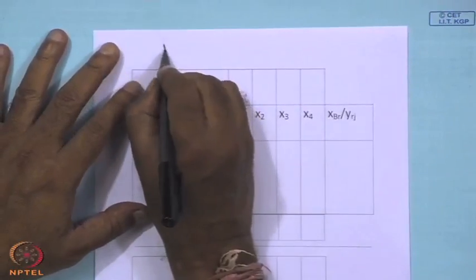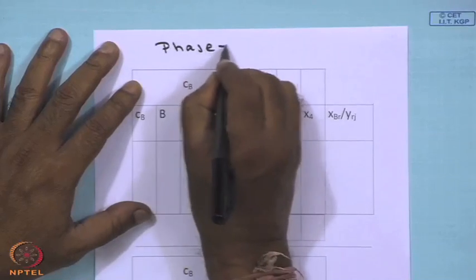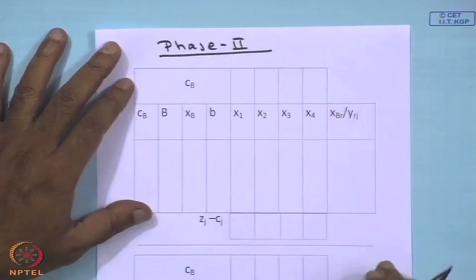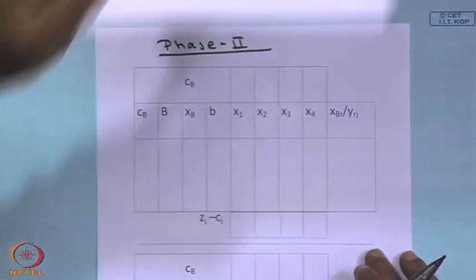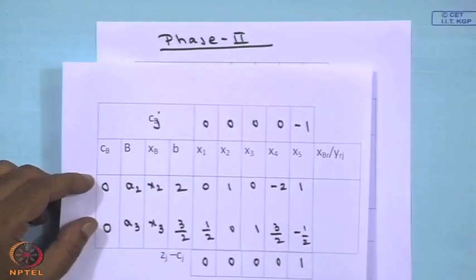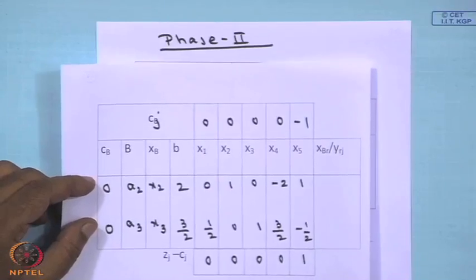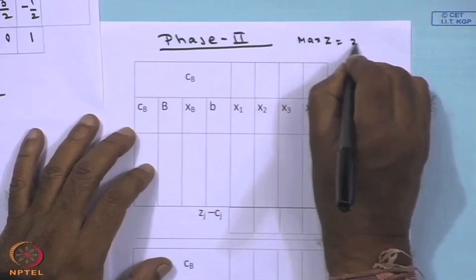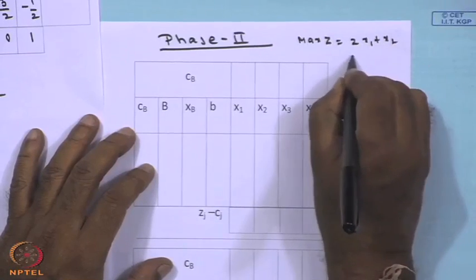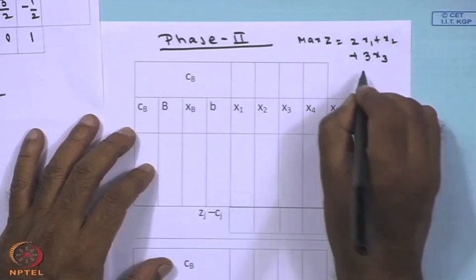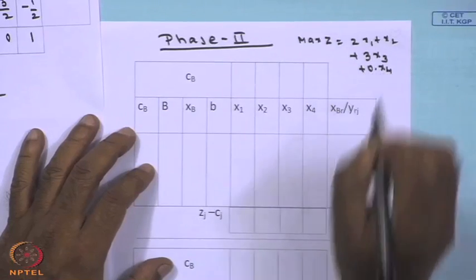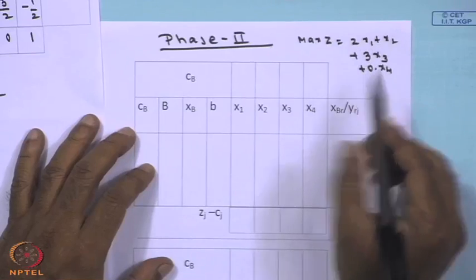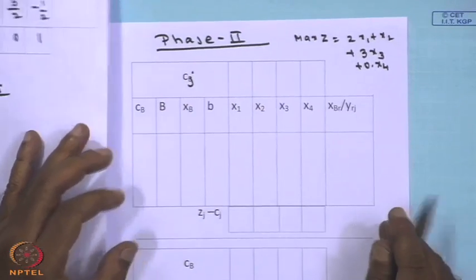So, now come to phase 2 of this one. In phase 2, you will start with this table only, initial table is this, but as I have told you, you have to take the original objective function now. That means, now you have to take maximize Z equals 2x1 plus x2 plus 3x3 plus 0 into x4, this one. So, you are taking the actual coefficients for the objective function.